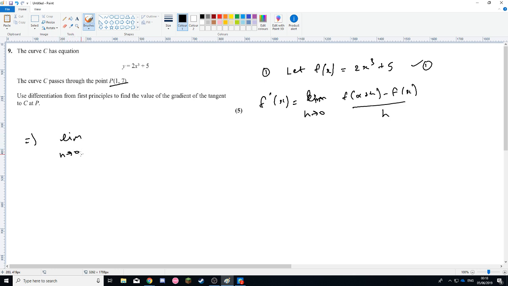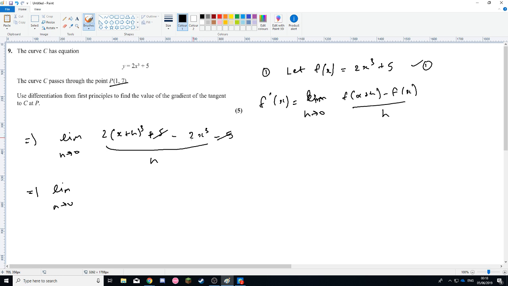I asked Miss whether I have to write this every single time. She didn't give a very specific answer, so I'm writing it every time to be safe. So the limit as h tends to 0 of 2 times x plus h cubed plus 5, minus 2x cubed minus 5, divided by h. The 5's go, the constants go. That's why differentiated constants are 0.